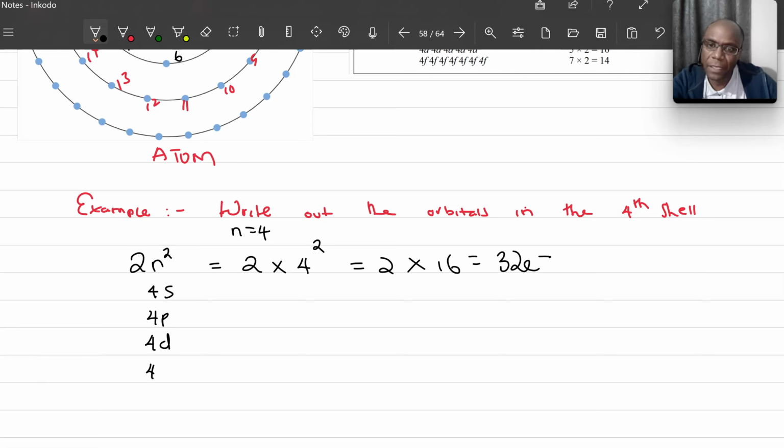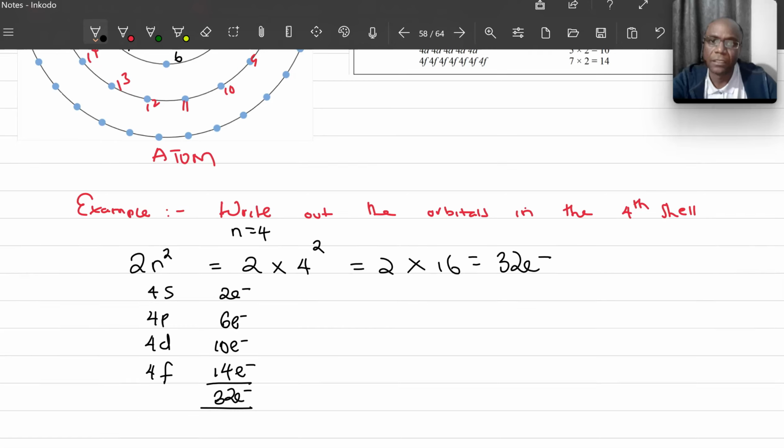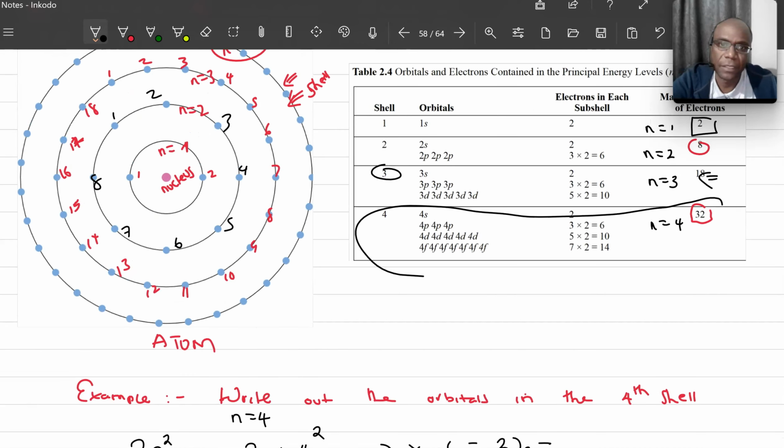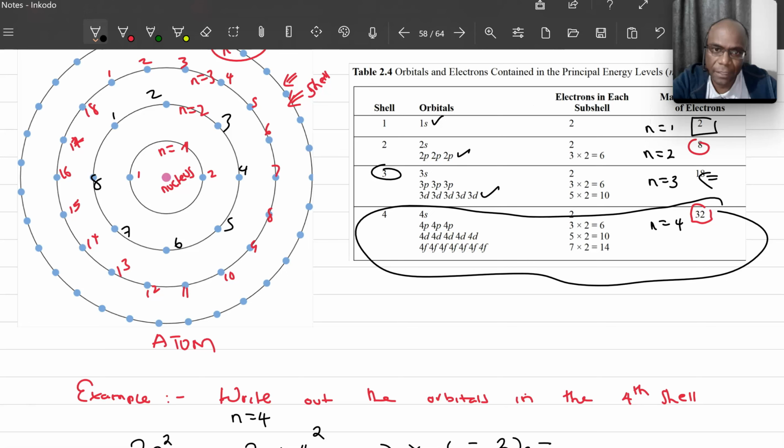The first time you see the f is going to be in the fourth shell. The s will carry a maximum of 2, p carries a maximum of 6, d carries a maximum of 10, f carries a maximum of 14. You sum these up, you should get 32 electrons, which is what we did for this one. So the first time you see the s is in the first shell, the first time you see the p is in the second shell, the first time you see the d is in the third shell, the first time you see the f is in the fourth shell, and that is the drawing of the atom.